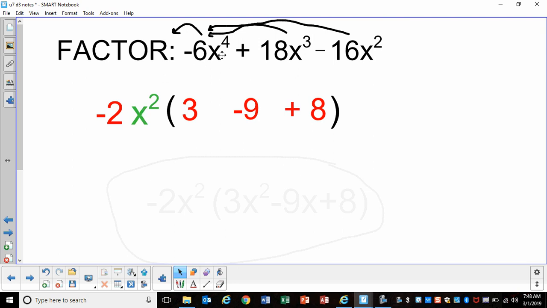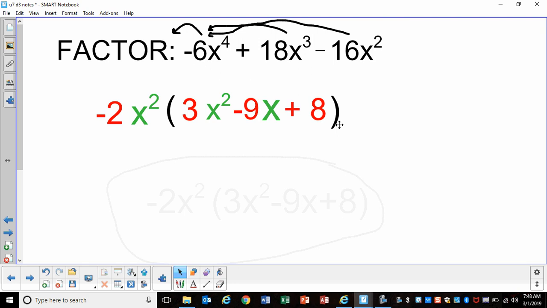And then I'm going to write what's left over. If I take 2 x's away from this, I'm left with x squared. If I take 2 x's away from this, I'm left with just 1x. If I take the 2 x's from here, I'm not left with any x. So I just have the 8 on the end. Okay? Now what I just did was figure out that in order to create this trinomial, I would need to multiply -2x squared times 3x squared minus 9x plus 8. That's what I just did. I just found out what got multiplied together to create it.